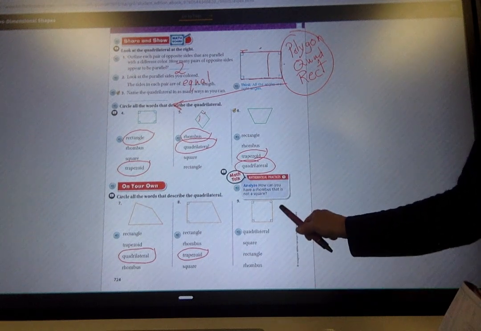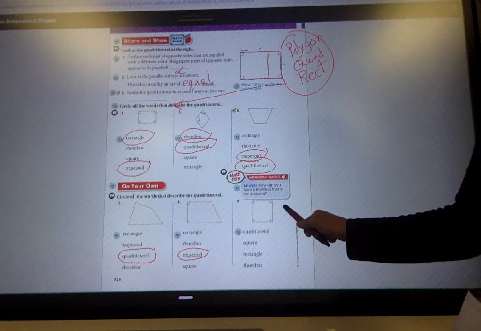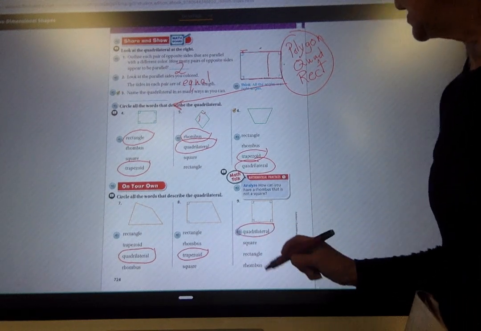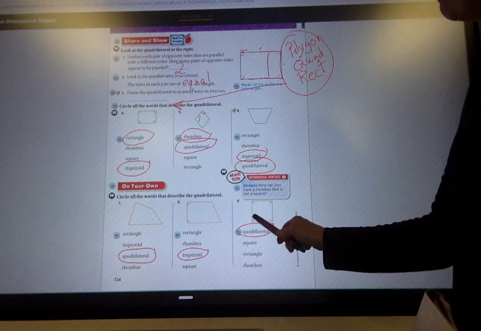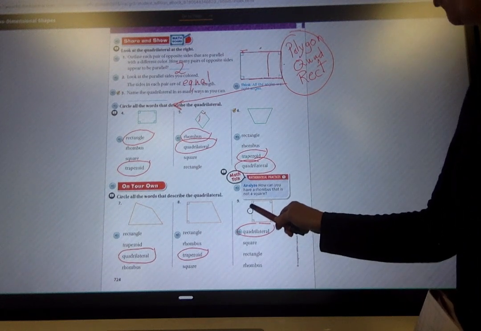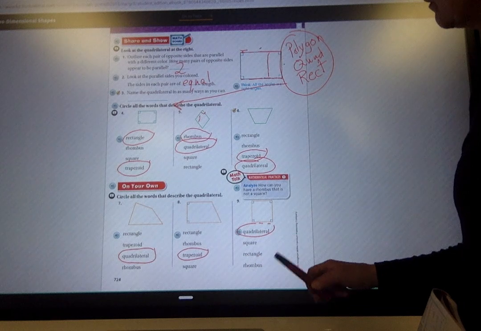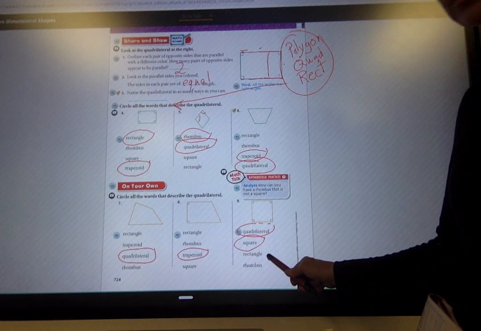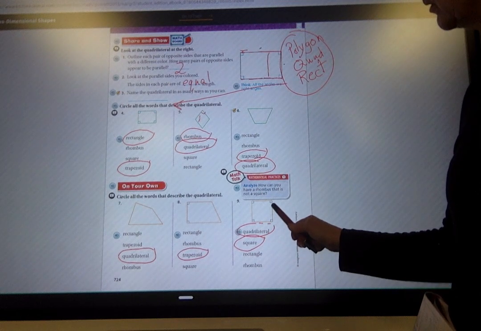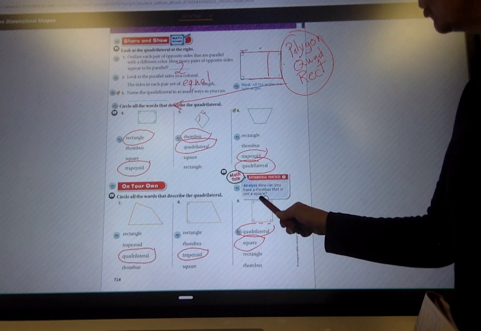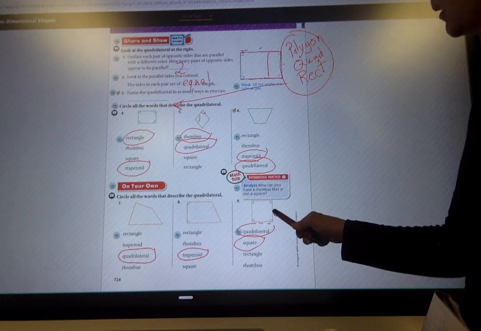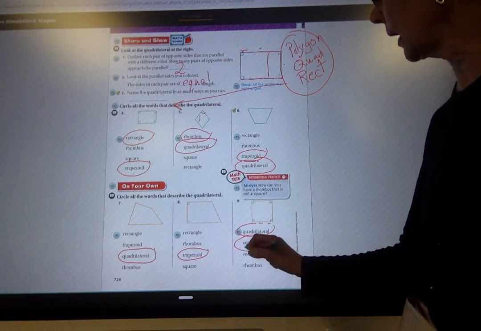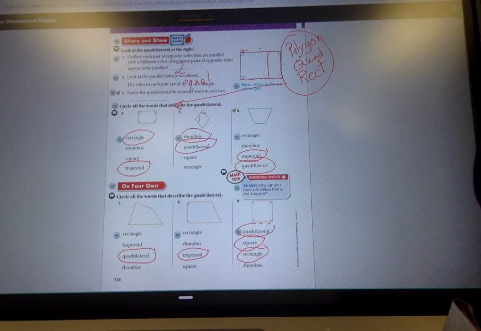Okay, let's go on to number 9. Is this a quadrilateral? Does it have four sides? Yes. Is it a square? Does it have four right angles? Four equal length sides? It is a square. Is it a rectangle? Well, a rectangle has two pairs of opposite sides that are parallel and four right angles. It is a rectangle. Is it a rhombus?